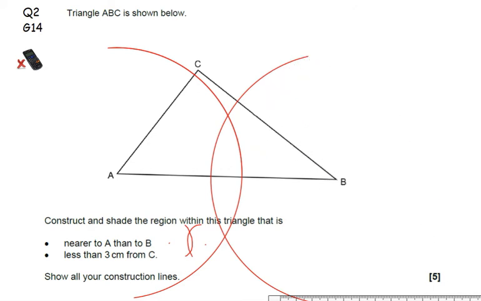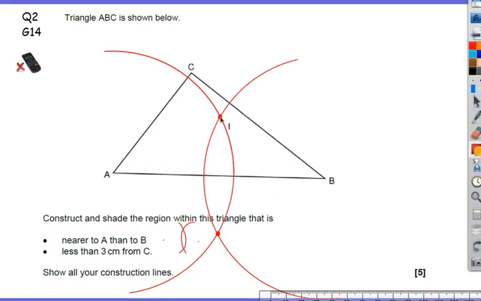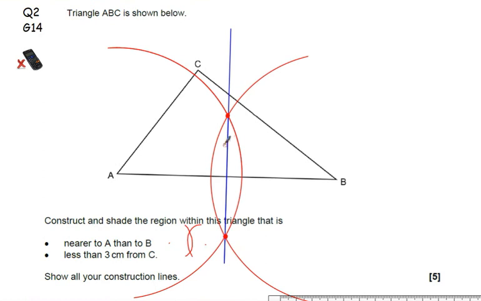And the 2 points you get, you get a point there and a point there. Join them up. Try that again. And nearer to A is on the right hand side of that line. Sorry, the left hand side of that line.